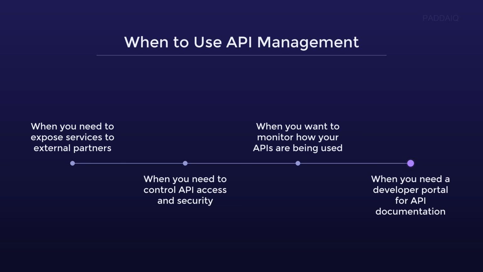When you need a developer portal for API documentation. This means creating a central hub where developers can easily find, learn about, and use your available APIs. For example, a retail company can publish its product catalog API there so mobile app developers can quickly integrate it. This portal streamlines collaboration and accelerates development by making APIs discoverable and understandable.